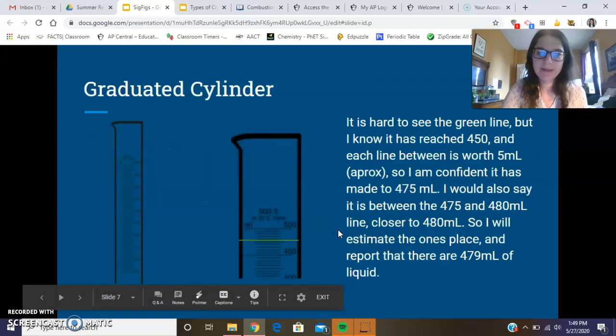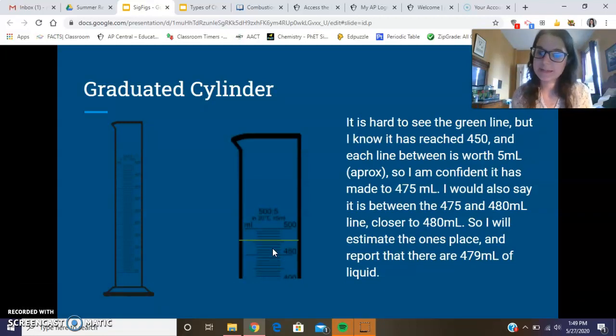A lot of the instruments that we have in the classroom, each line would be 1, in which case you would be estimating not the ones place, but that first decimal place, the tenths place.